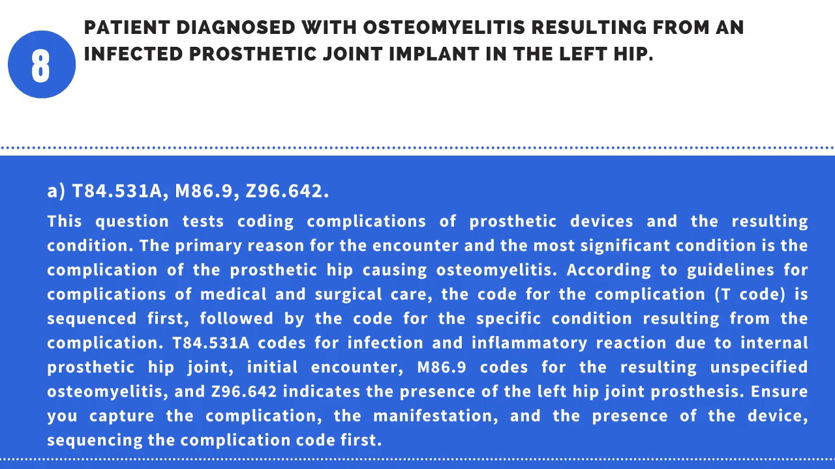T84.531A codes for infection and inflammatory reaction due to internal prosthetic hip joint, initial encounter. M86.9 codes for the resulting unspecified osteomyelitis, and Z96.642 indicates the presence of the left hip joint prosthesis. Ensure you capture the complication, the manifestation, and the presence of the device, sequencing the complication code first.